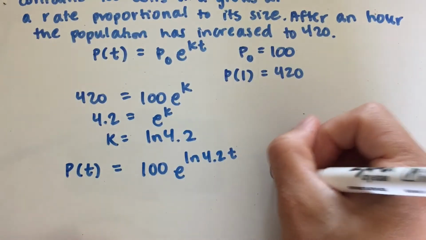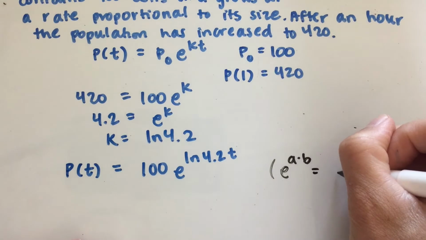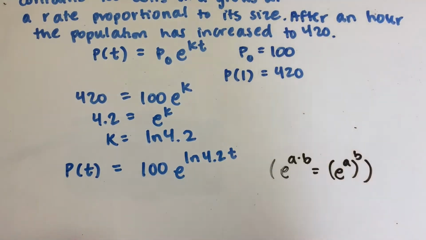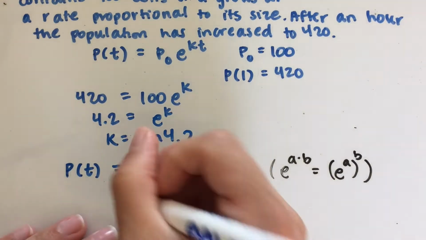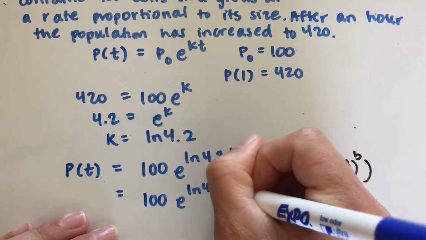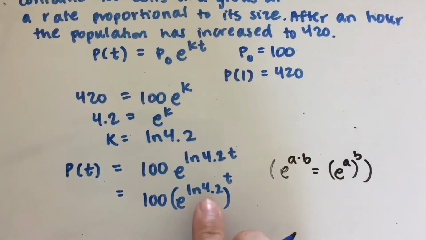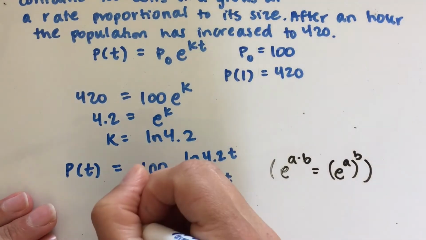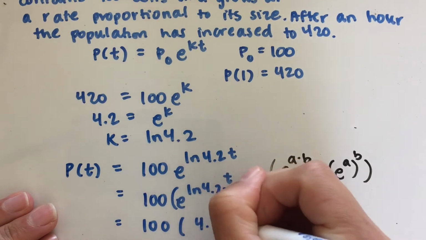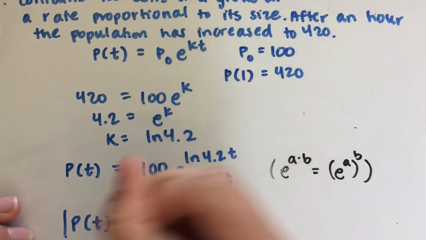But as we know, if we have e to the a times b, that's the same as e to the a to the b power. So we can rewrite this as 100 times e to the ln 4.2 to the t power, and the e and the ln will cancel. And then we're left with 100 times 4.2 to the t as our P of t.